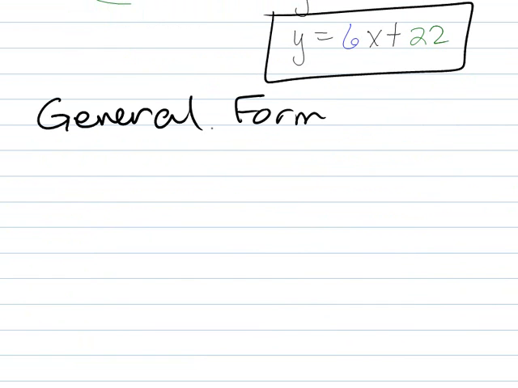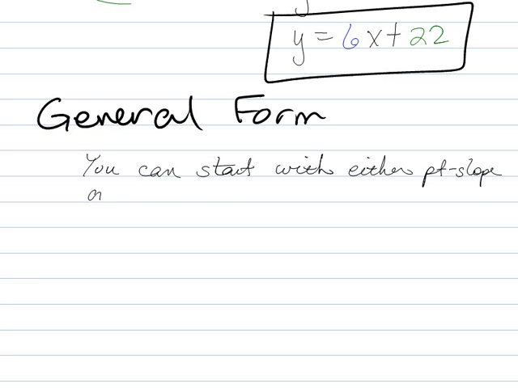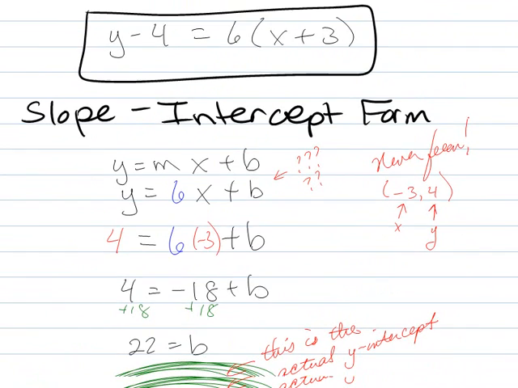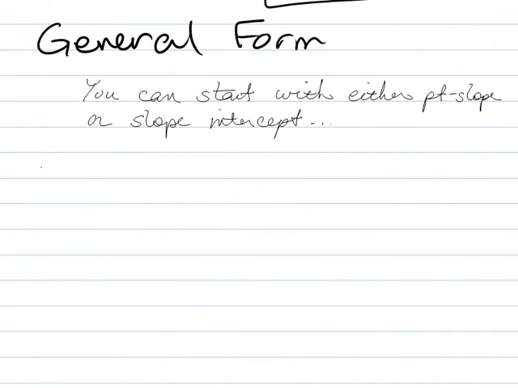Now, for general form, you can start with either the slope-intercept or the point slope, and then move it around to get it into general form. So let's do it both ways. Let's start with point slope form. We've got y minus 4 is 6 times x plus 3. All right, so remember, we want to get it into the format ax plus by plus c equals 0. So we want to get everything on one side of the equation.